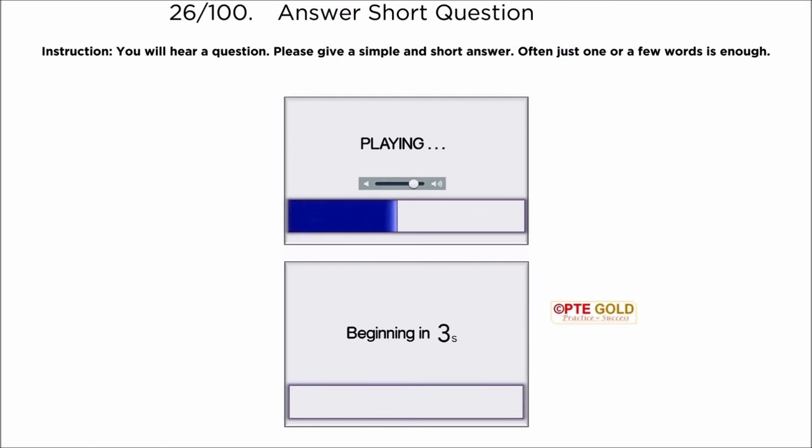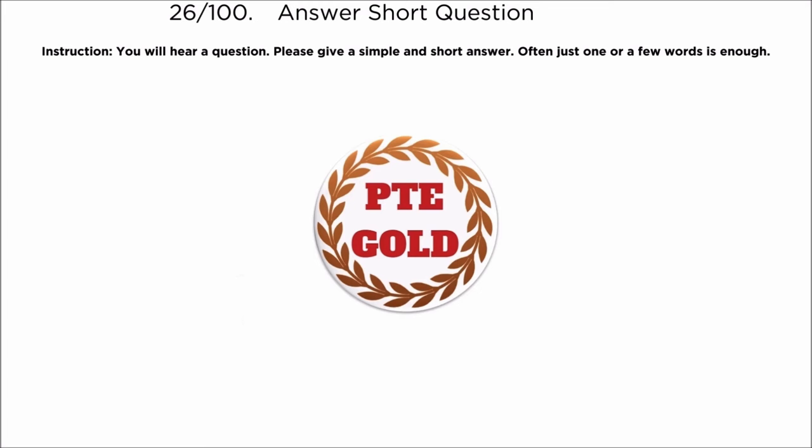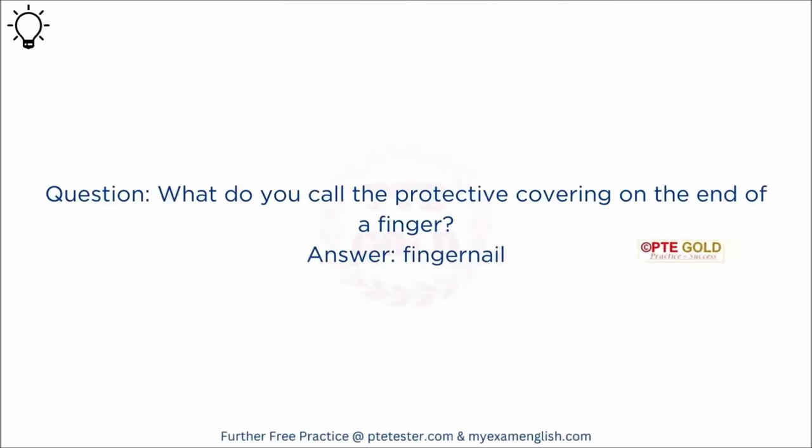What do you call the protective covering on the end of a finger? Fingernail.